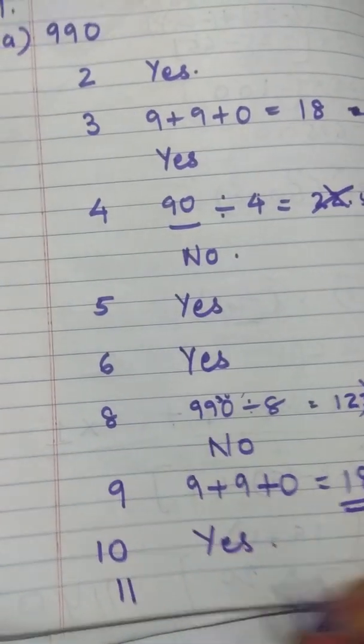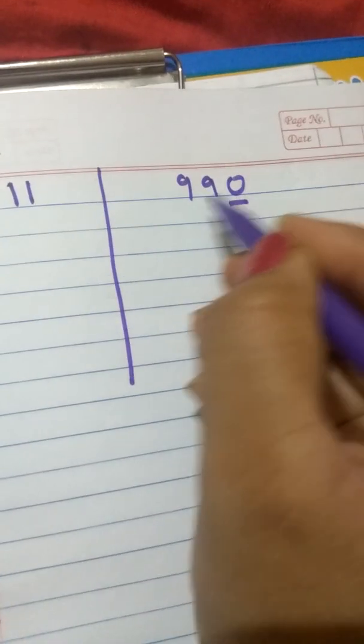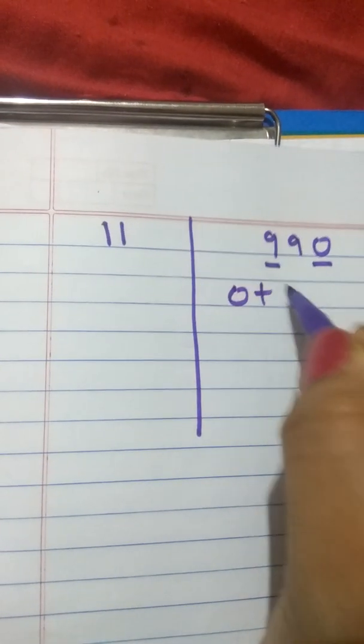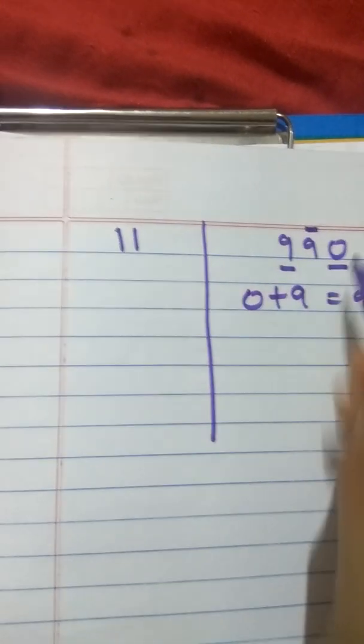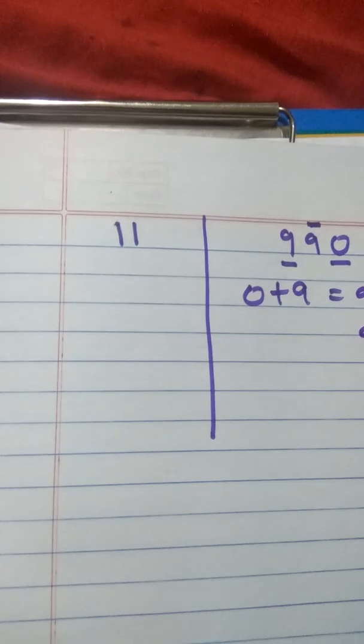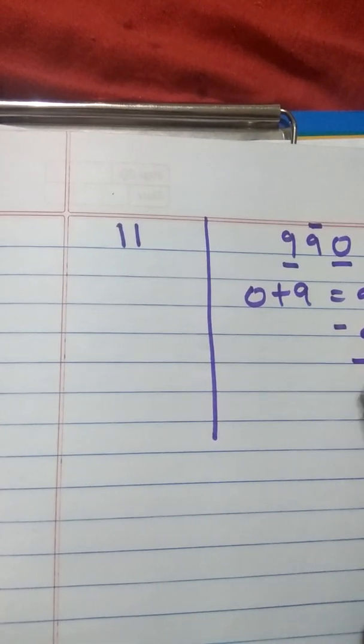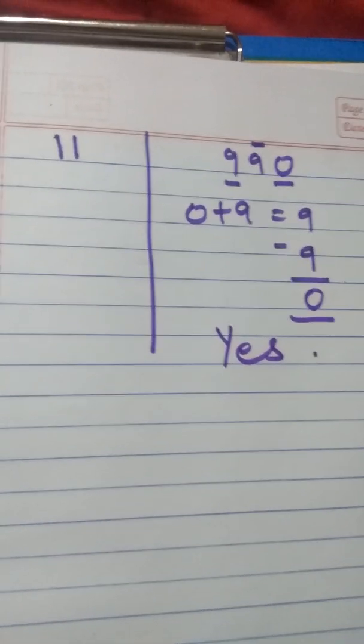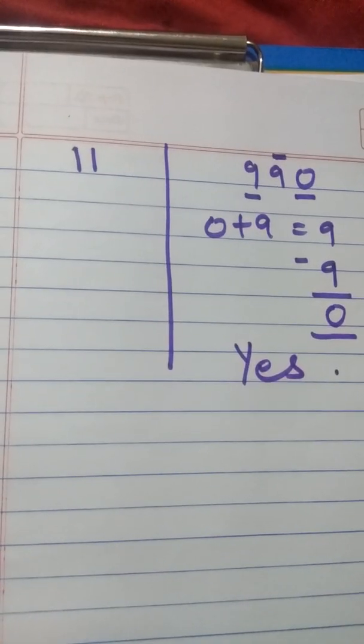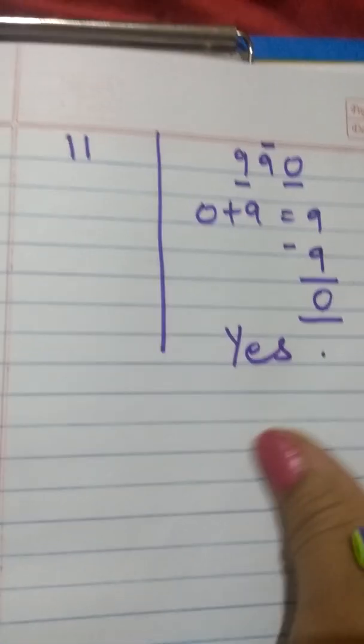And for 11, what I have to do is, to check divisibility by 11, I will underline odd place digits and add them. And this is even place digit 9. Then I will take their difference. It comes out to be 0. So this number is divisible by 11. So all the tests are done.